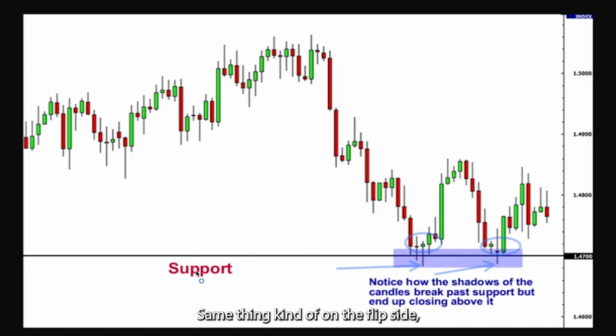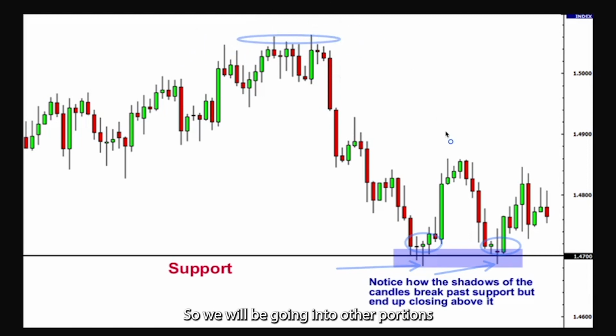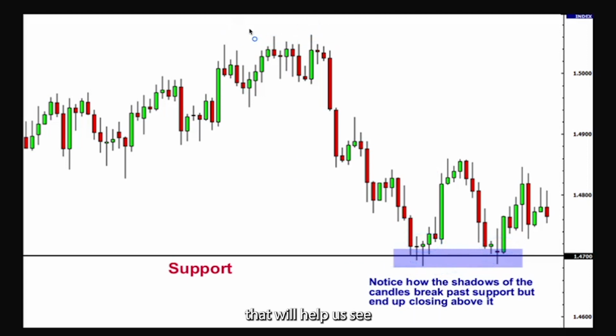Same thing on the flip side. If this was a resistance and our wicks went over our line just a little bit, that does not solidify that the resistance is actually truly broken. So we will be going into other portions that will help us see if support or resistance is truly being held or not. But again, for now, just know that that exact zone is not always as precise. It's usually an area, if you will.